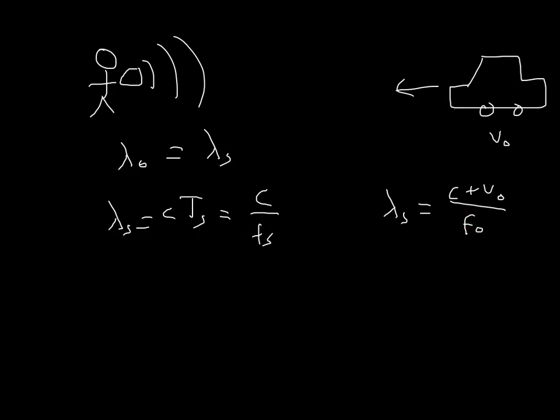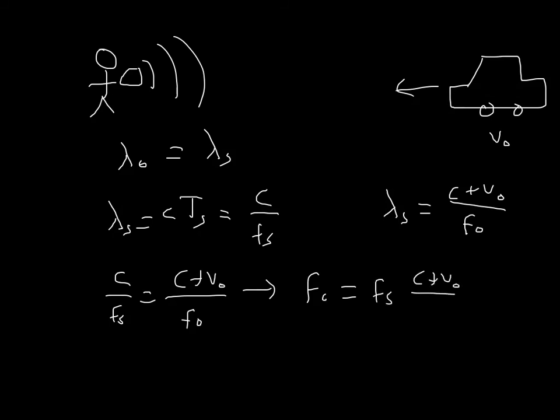So let's do this again. We have that c over the frequency of the source equals c plus vo over the frequency of the observer, and then all we need to do is rearrange this. So we got that the frequency of the observer that goes over here is equal to the frequency of the source times c plus vo over c.